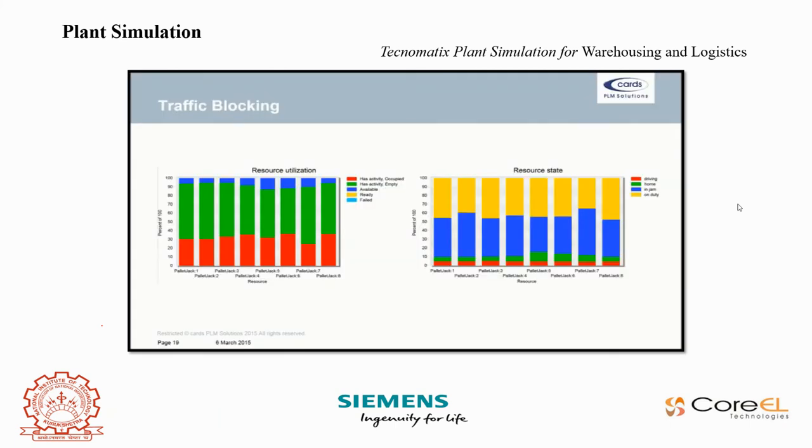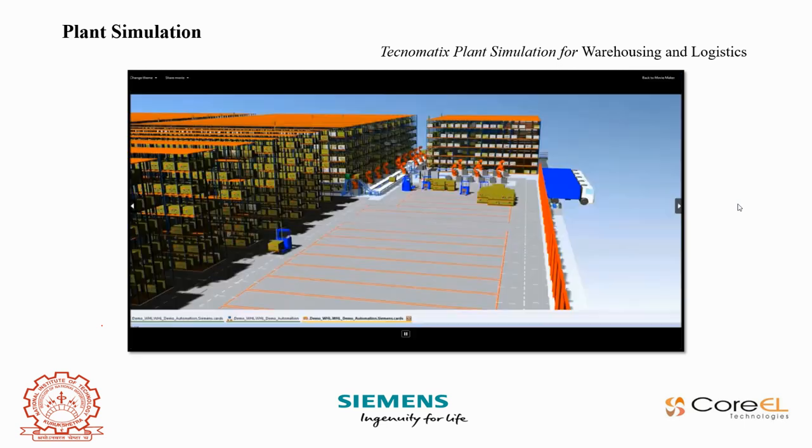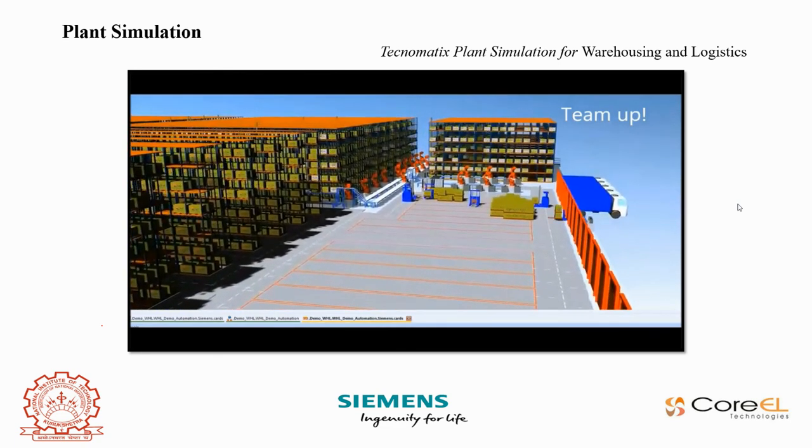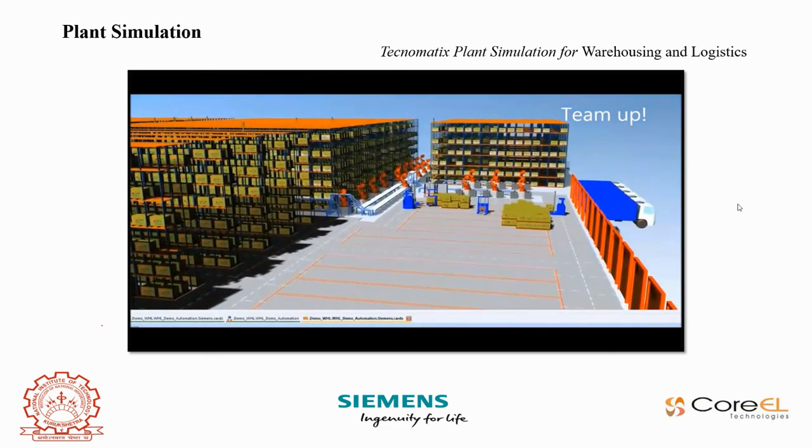As a result, the left chart shows that the availability of the pallet jack, the blue part of the bar, is less than 10%, while the right chart shows that each pallet jack spends roughly 40% of its time queuing in a traffic jam. Dolciana has used plant simulation to solve and optimize these traffic issues.